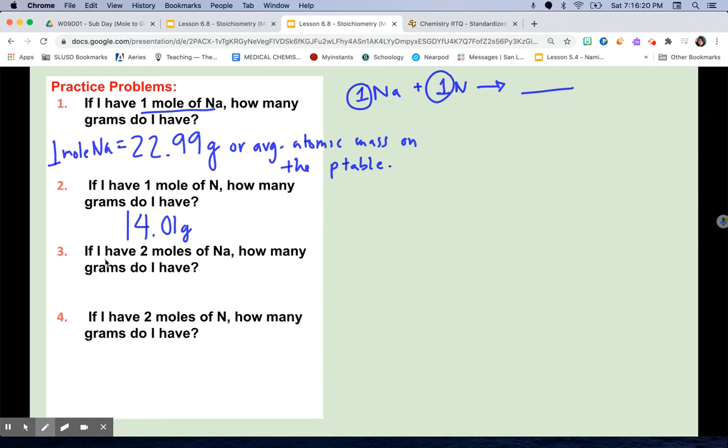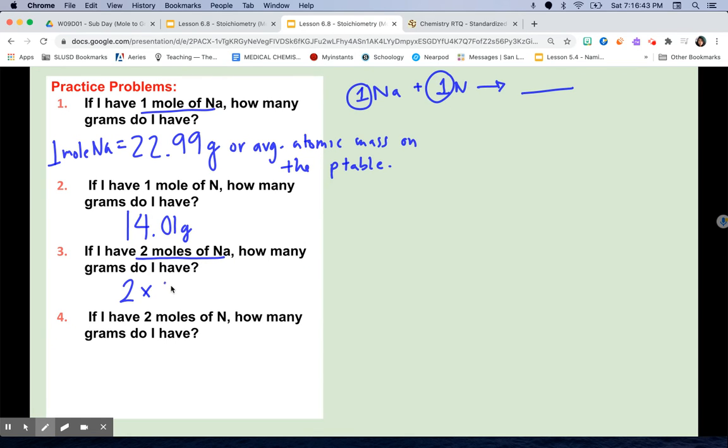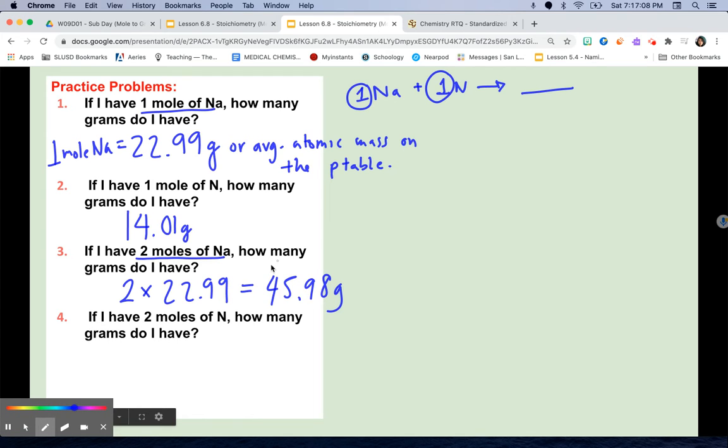Okay, so what if I double this? If I have 2 moles of Na, how many grams do I have? Well, 1 mole of Na is 22.99 grams, so I just need to multiply it by 2. I have 2 moles of Na, so that is 2 times 22.99. If I multiply 2 times 22.99, I will get 45.98 grams.